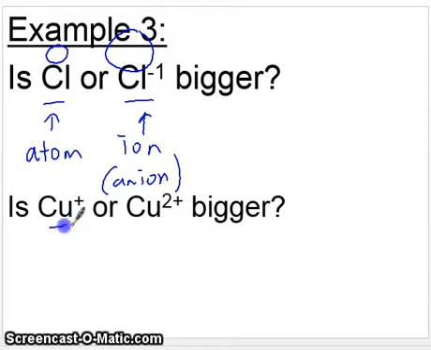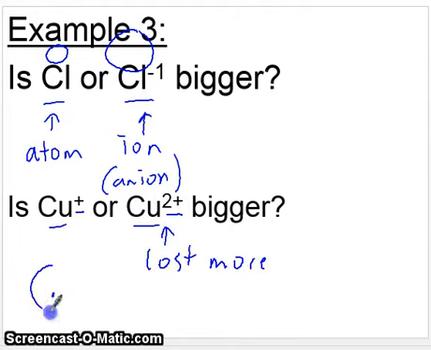If you take a look at cations, these are positive ions. Copper has a +1 charge, this copper has a +2 charge. So think to yourself, which one has more electrons? Well, because this has a higher charge, it lost more electrons. So if it lost more, it has less electrons. This copper ion will look like this. This one, because it's lost more, will look smaller.